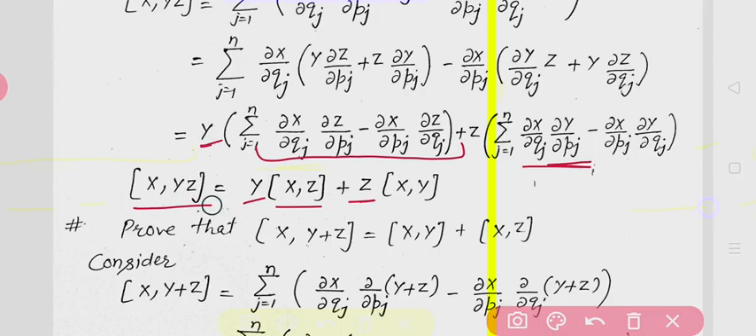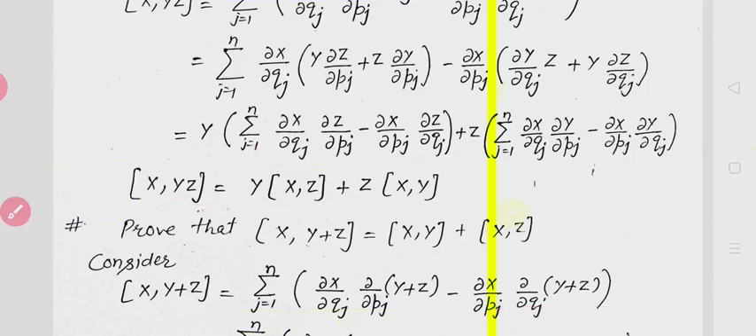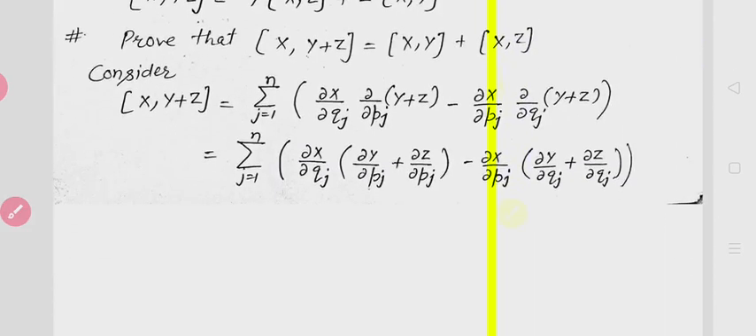So x into x comma yz Poisson bracket will be equal to y into Poisson bracket xz plus z into Poisson bracket xy. Now the next one is x into Poisson bracket of y plus z, that will be equal to Poisson bracket of xy plus Poisson bracket of xz.